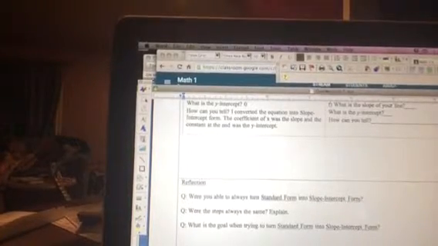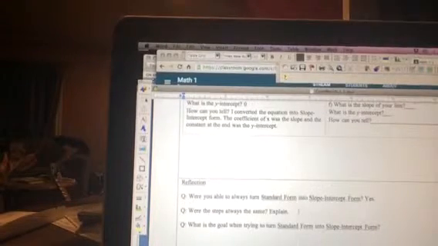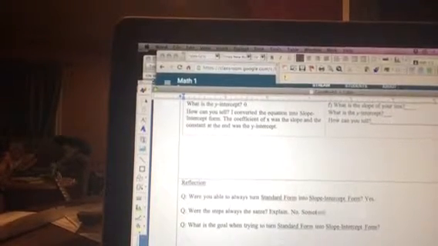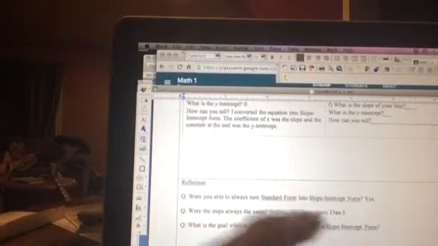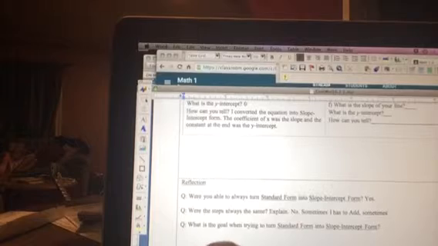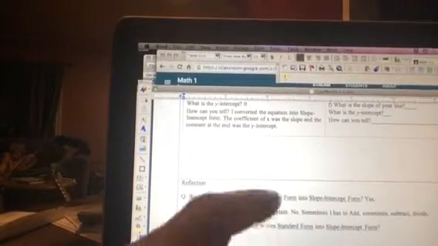All right, let's take a quick look at the reflection. The reflection: we're always able to turn standard form into slope-intercept form. So far, so good. We never had a moment where we weren't able to do it. Were the steps always the same? They weren't. No, sometimes I had to add, sometimes subtract, divide. I'm not sure if we multiplied, but we did distribute.